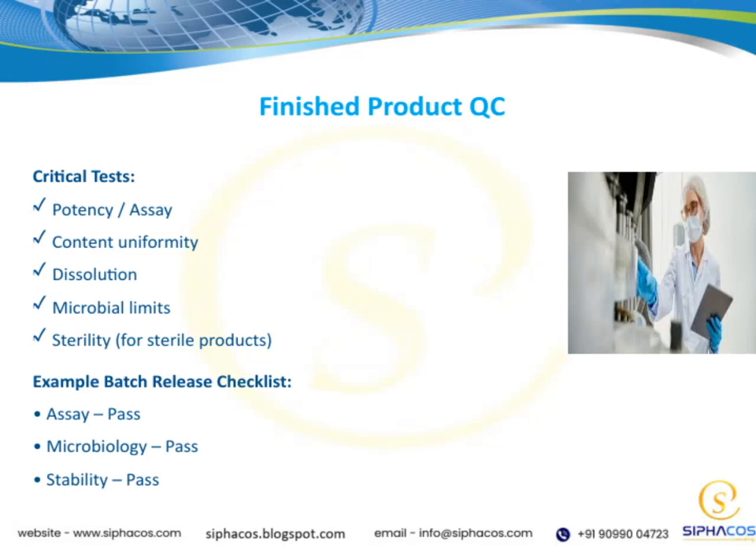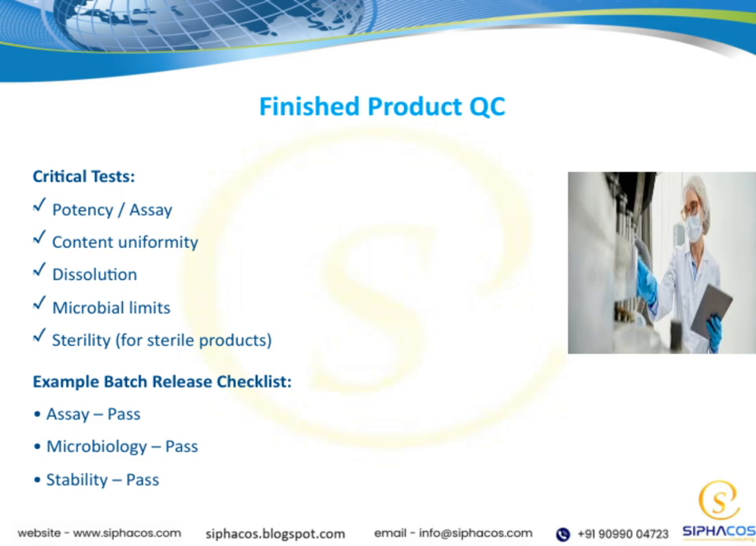Now, let's take a look at the finished product QC, or quality control. This is where we ensure that every batch meets the necessary standards before it reaches the market. The key tests we perform are critical for confirming product quality and safety. First is potency, or assay, which verifies that the active ingredient is present at the correct level.